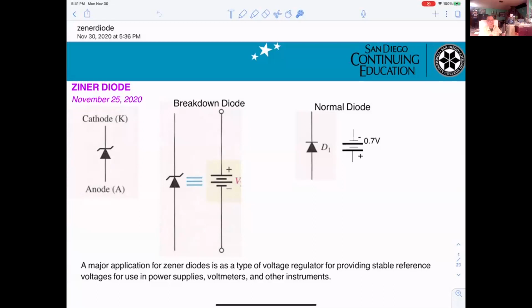Yeah. And here I just bring it up to make sure you understand. A Zener can work in breakdown, like a breakdown diode, or it can work just like a normal diode. That's it.